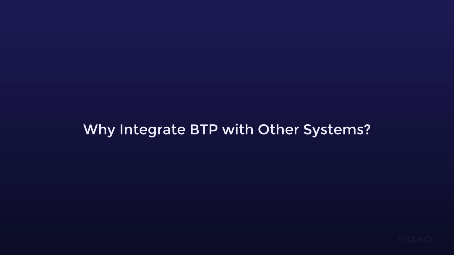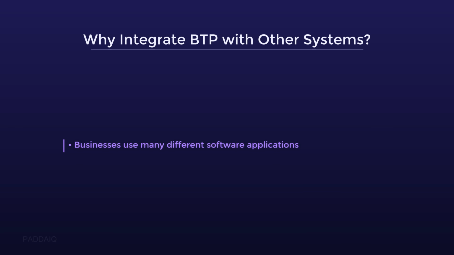Integrating BTP with other systems drives business innovation. Businesses use many different software applications. This means data gets trapped in separate systems, creating inefficiencies. For example, a sales team using Salesforce cannot automatically sync customer data with SAP S/4HANA for fulfillment. BTP connects these applications, enabling seamless data flow and process automation across your entire landscape.